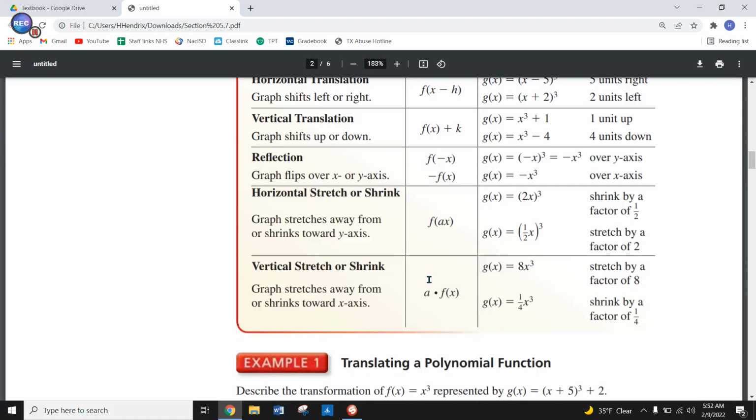In vertical stretch and shrink, you don't have to flip anything. You just multiply straight away by that number. So if they say that they want to stretch by a factor of 8, you're going to multiply by 8. If you want to shrink by a factor of 1/4, you multiply by 1/4. Notice that this is not inside the parentheses, so these numbers are not being raised to the power, whereas on the horizontal stretch or shrink, they are being raised to that power.